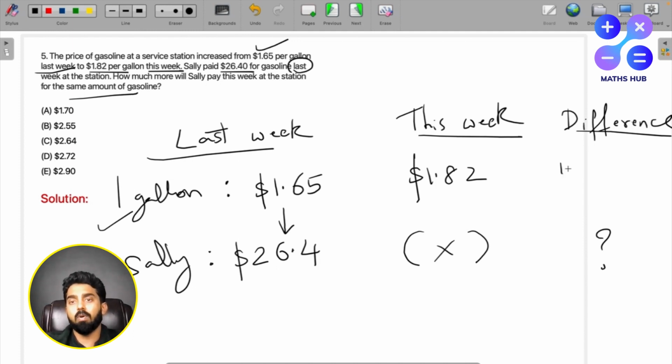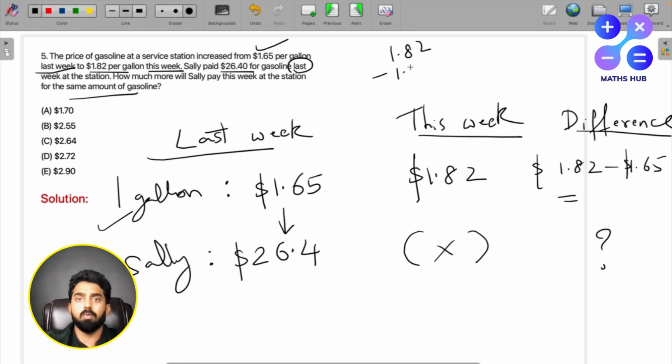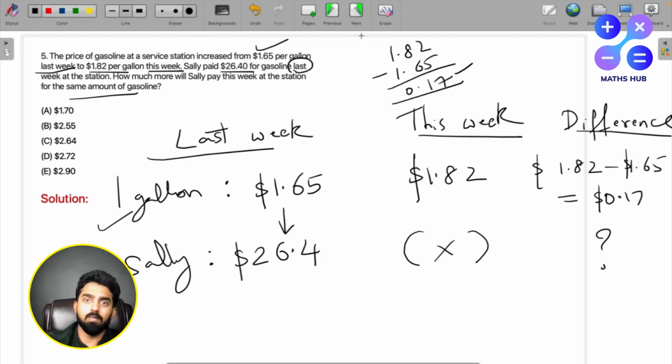So the difference would be 1.82 minus $1.65, correct? 12 minus 5 is 7, 7 minus 6 is 1. So it's $0.17. I can do it verbally, but I'm just showing you how to do it. In the exam, I would recommend you become fast enough to do things verbally. You don't have to write everything.